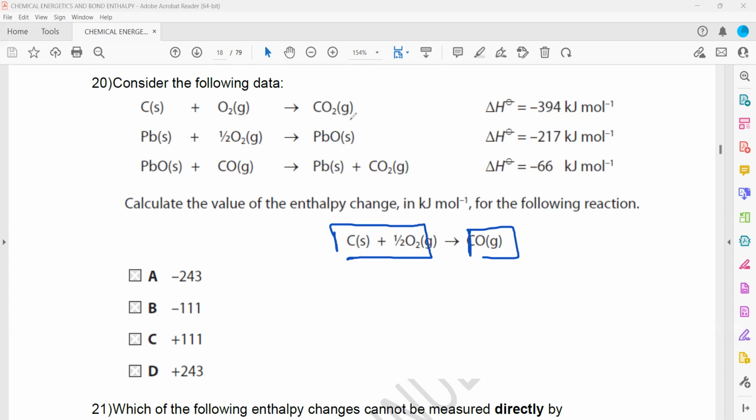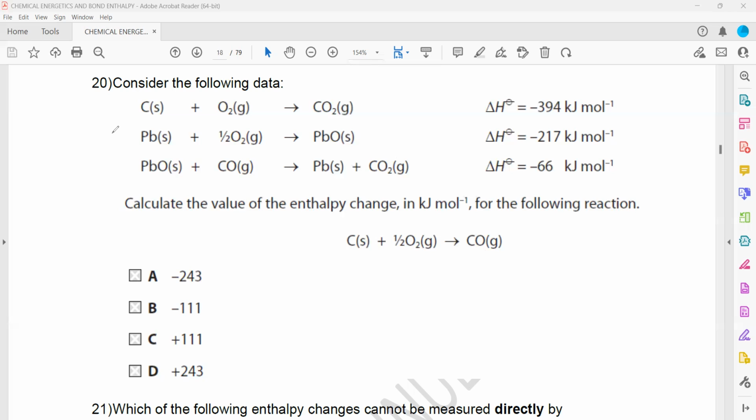So what we can do here, we can solve this as a simultaneous equation. For the first equation, carbon plus oxygen gives carbon dioxide. In the equation, we don't want lead or carbon monoxide. So basically, we want to cancel out carbon monoxide. We have carbon monoxide, and we don't want carbon dioxide.